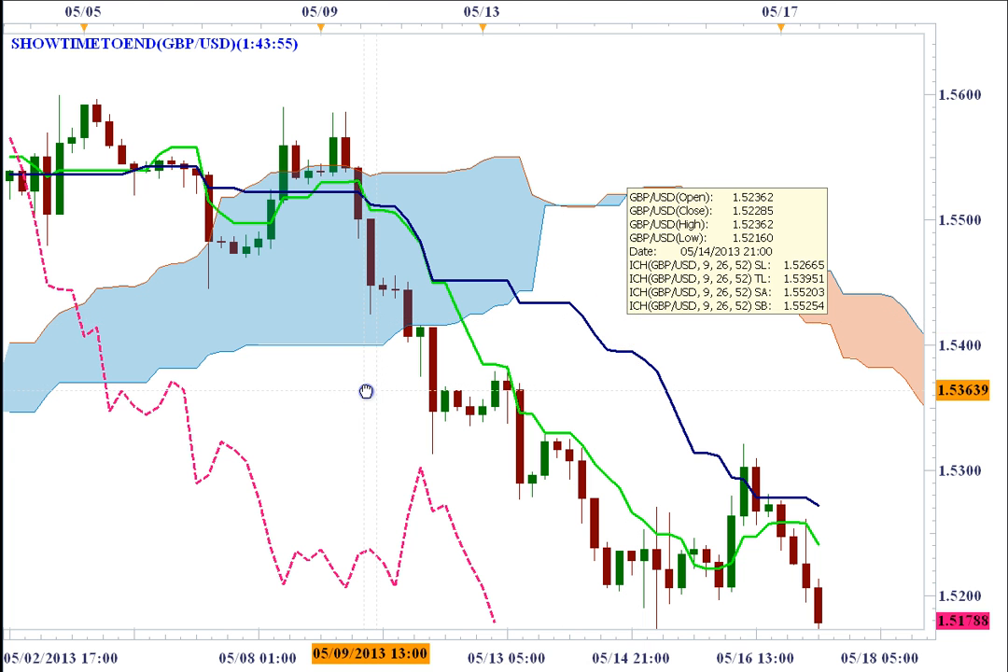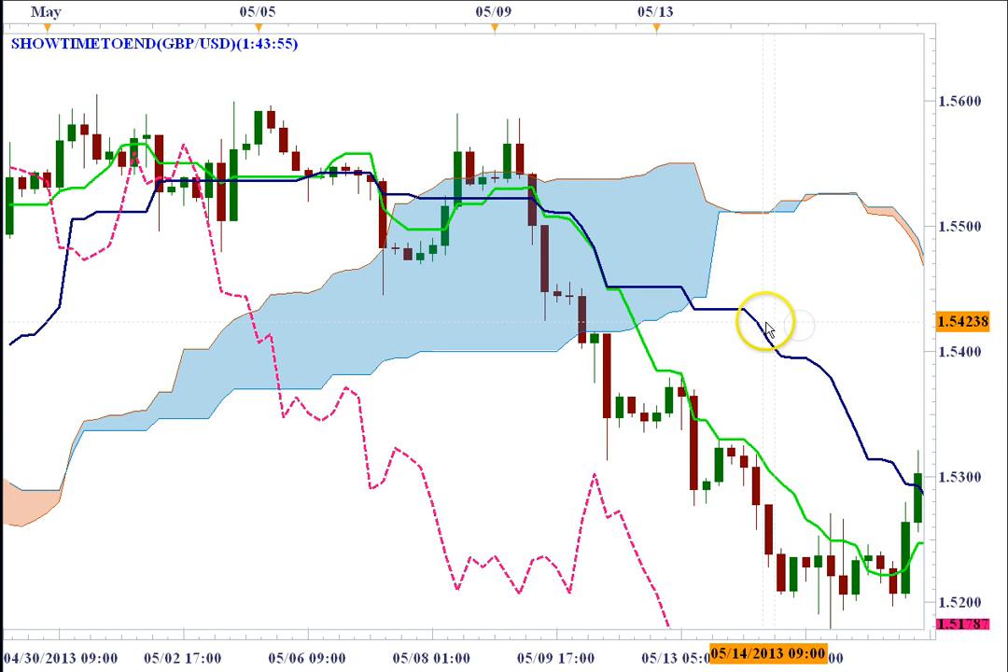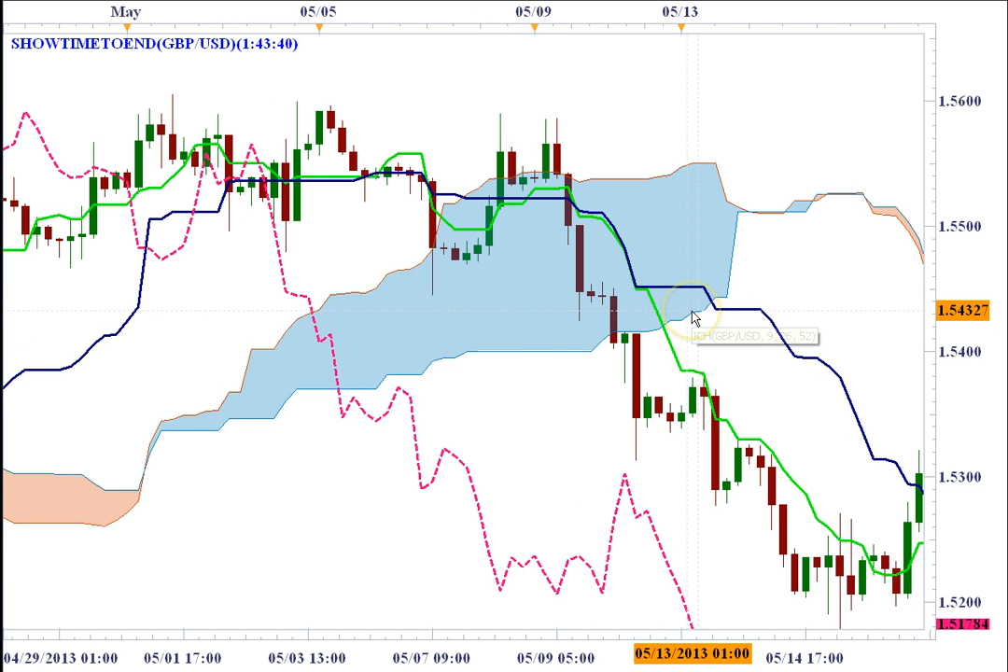Let's go with some breakouts, Kumo breakouts. Okay, we're going to do one thing. We're going to take these crossovers away. Well, no, we're going to leave them on because we're going to stay traditional. I want you guys to learn the proper way.